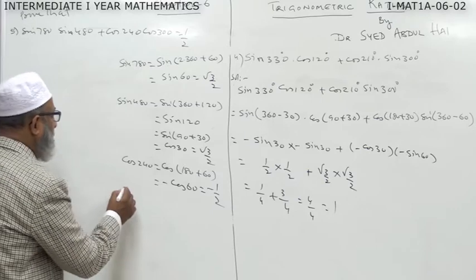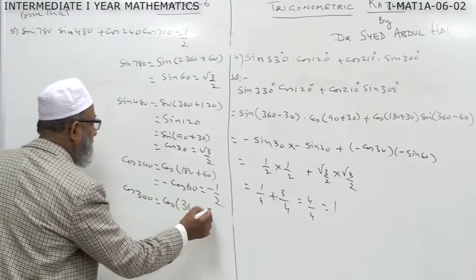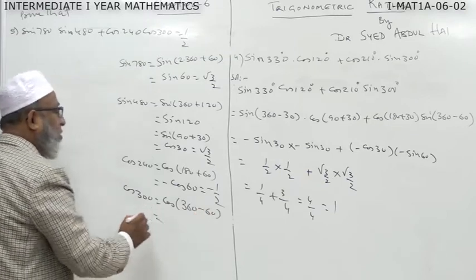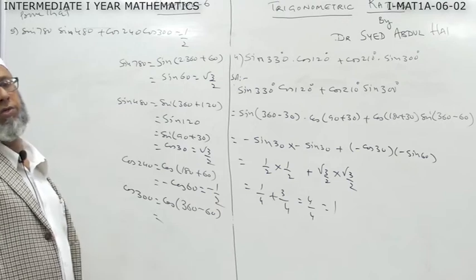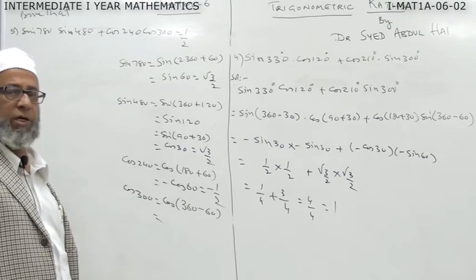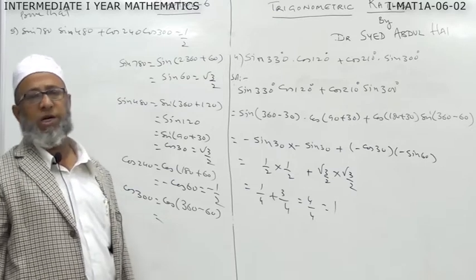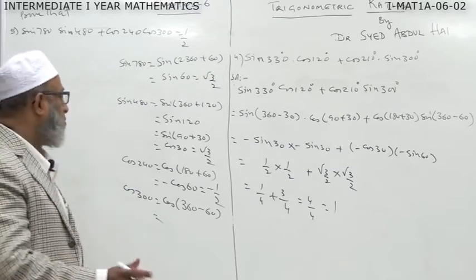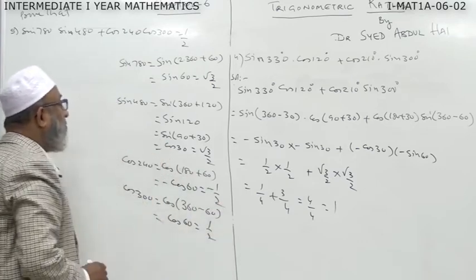Then cos 300 is equal to cos 360 minus 60. Cos 360 minus theta. All silver teacups. Which quadrant? Fourth quadrant. All silver teacups. Cos is positive. It is available on the right hand side. It remains as it is. Cos remains cos. Therefore, the answer is cos 60. Cos 60 is equal to 1 by 2.